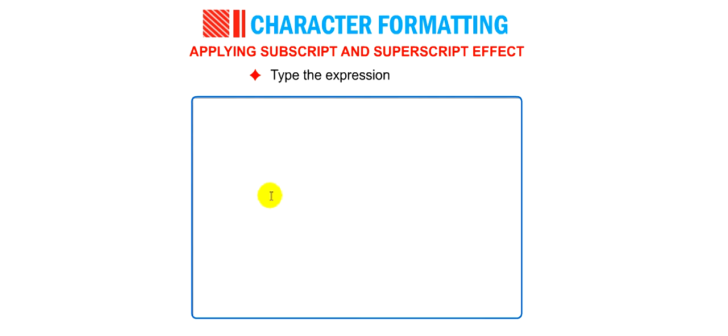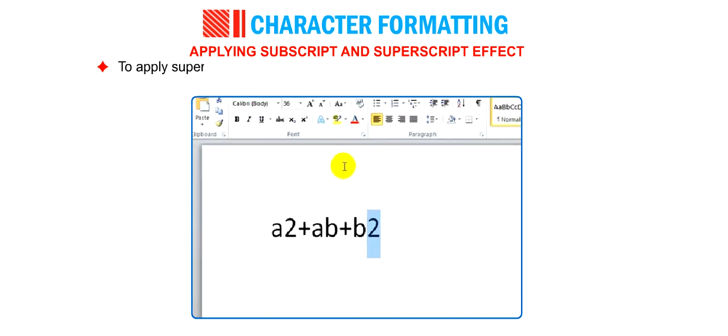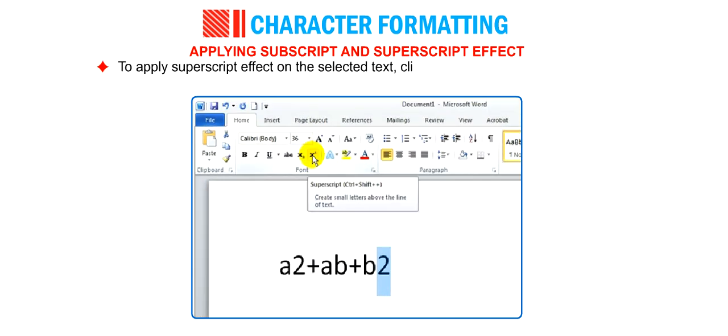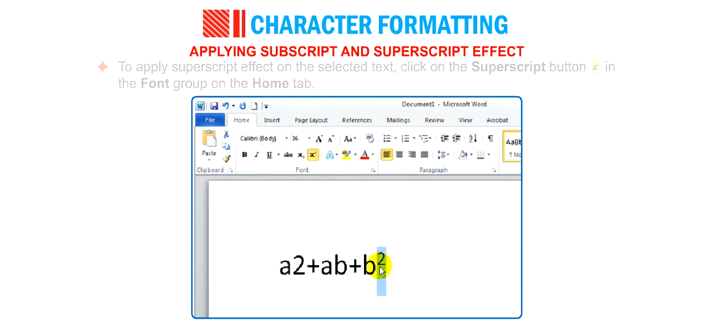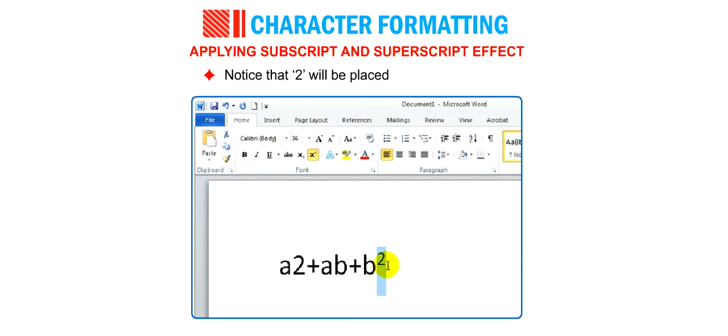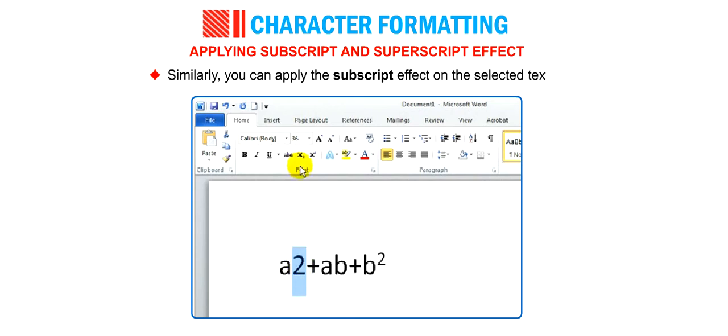Type the expression A2 plus AB plus B2. Select 2 of the B2 expression. To apply superscript effect on the selected text, click on the superscript button in the font group on the Home tab. Notice that 2 will be placed above the baseline. Similarly, you can apply the subscript effect on the selected text.